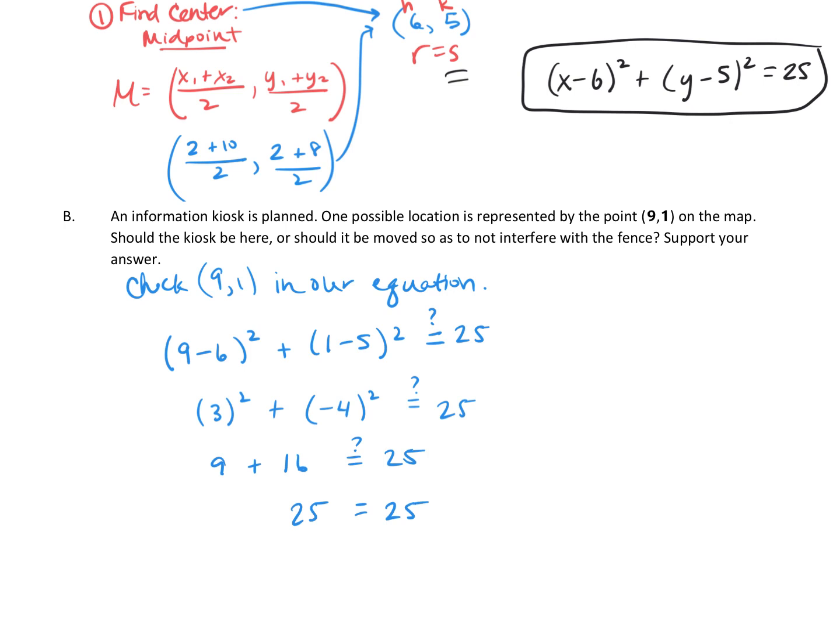So what we figured out is we plugged in a point to our equation and it worked out perfectly. So that means that that ordered pair, (9, 1), is on the circle. And in this case, the circle is our fence. So if we put an information kiosk on the circle, it is on the fence. And we're not going to do that. So we supported our answer. (9, 1) is on the circle, so it would interfere. It should be moved.